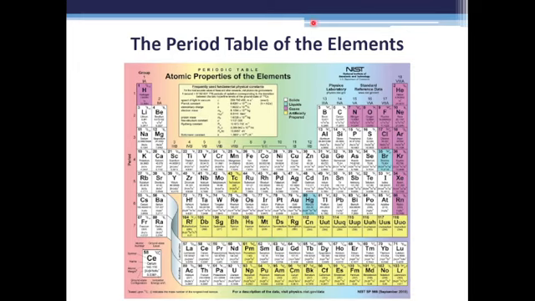This organization of the elements helps scientists know how elements will behave chemically. In anatomy and physiology, the periodic table helps us understand why certain elements bond very easily, why some elements form ions, and why other elements are relatively inert.